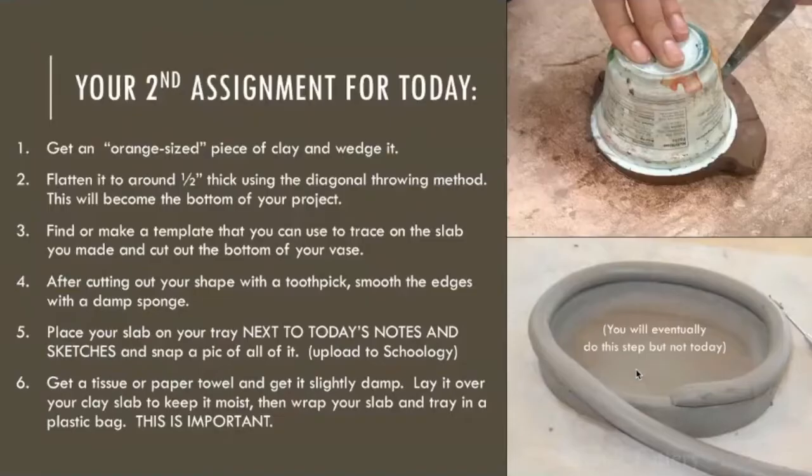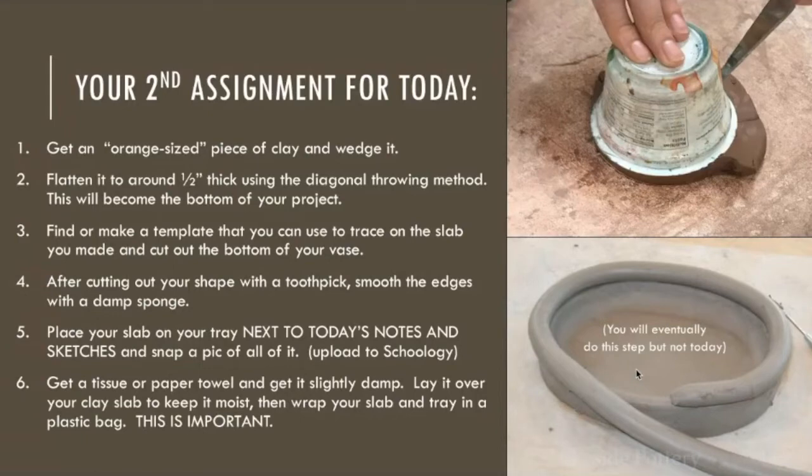I'm going to show you your second activity for today. Your second activity is to actually start making the vase, but all you're going to make today is the bottom, the base, and that's actually not going to be coiled at all. So you're going to get an orange-sized piece of clay and wedge it at your wedging canvas at your house. You're going to flatten it using the diagonal throwing method. So you're going to make a slab of clay. And if you're a hybrid kid, you don't know this technique, but I'm going to show you the technique in my demo here in a second. This is going to be the bottom of your project.